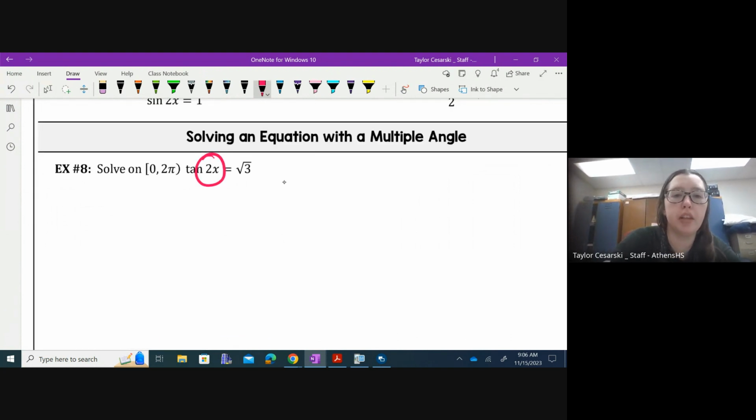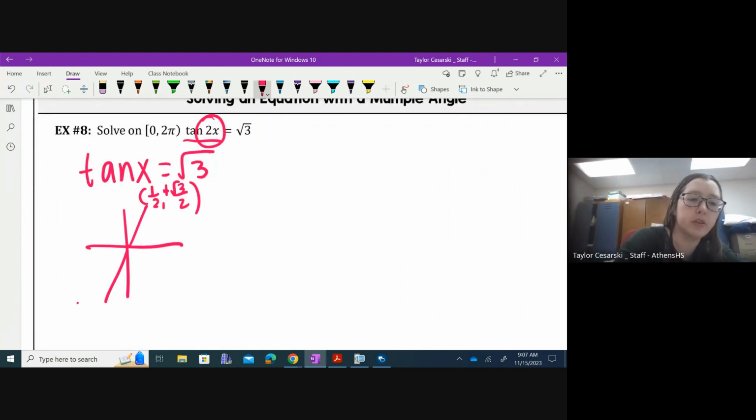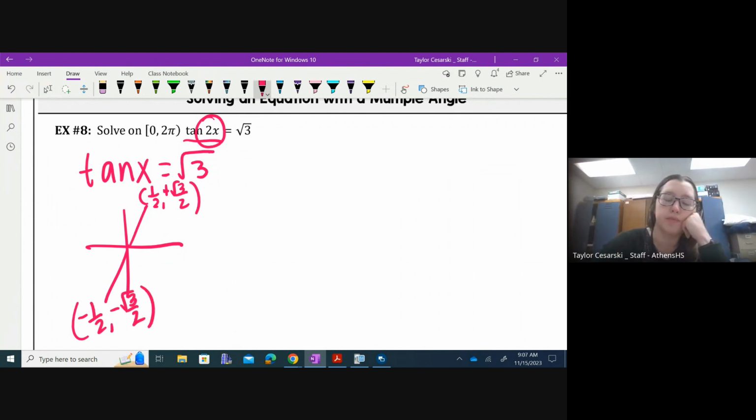The easiest way to think about this is: where does tangent of x equal square root of 3? If we use our unit circle, that's going to happen at the coordinates 1/2, square root of 3 over 2. Remember, tangent is sine over cosine. And then also at 4 pi over 3, because both of them would be negative there, and if I divide a negative by a negative, I get a positive. So those two angles are pi over 3 and 4 pi over 3.